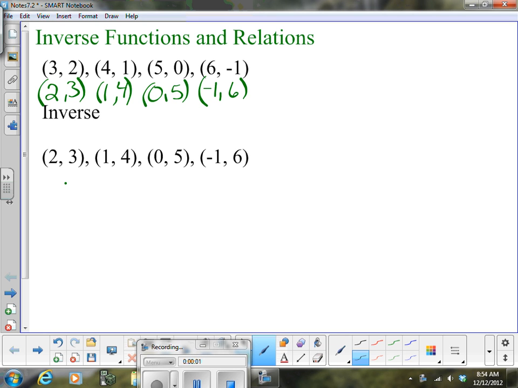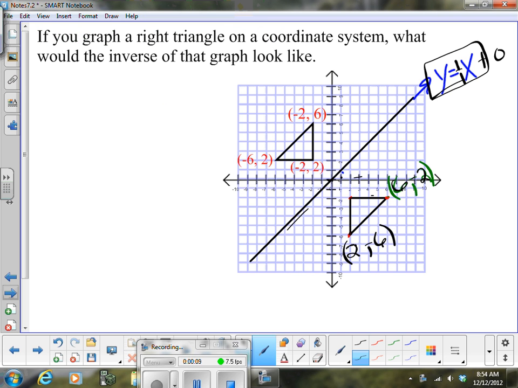Everybody's got this part, right? If you do inverse, it just flips everything. So that's going to flip, that's going to flip, that's going to flip, that's going to flip. It's going to be symmetrical about this line. Listen up, please. Symmetrical about the y equals x line.